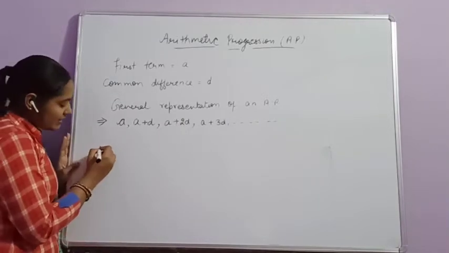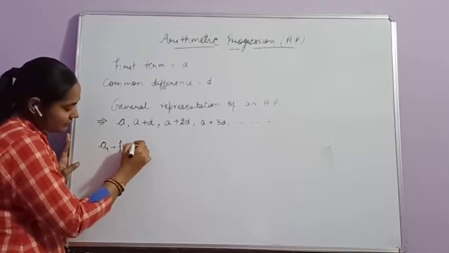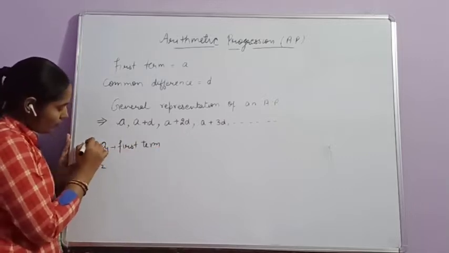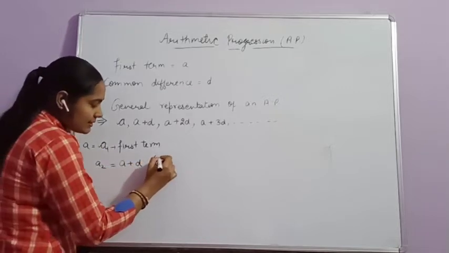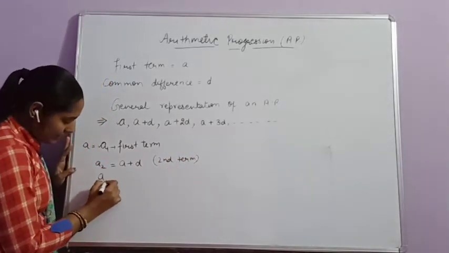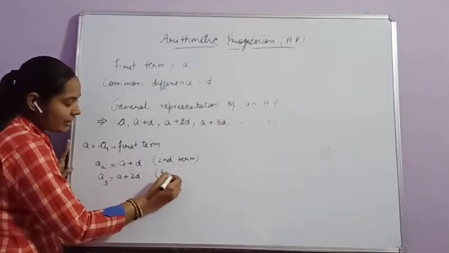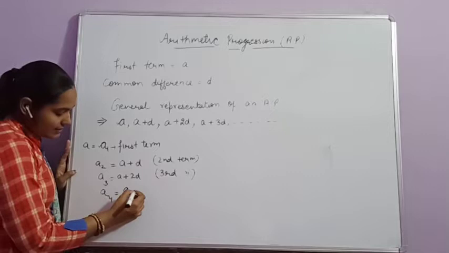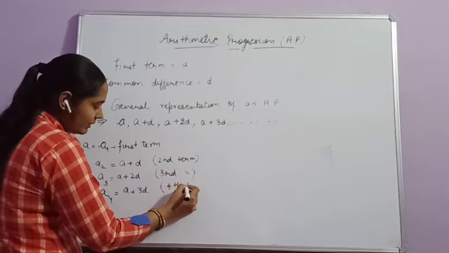Or simply we can represent a1 as first term, a2 is equal to a plus d, that is second term of an AP. a3 written as a plus 2d, that is third term of an AP. Next is a4, a plus 3d, that is fourth term of an AP.